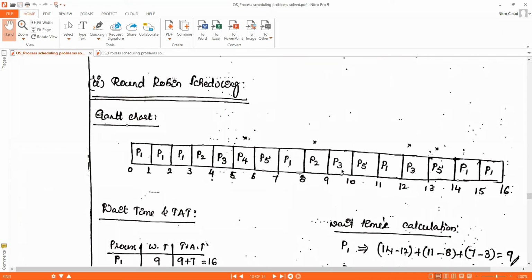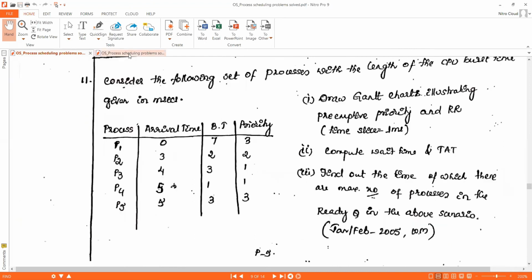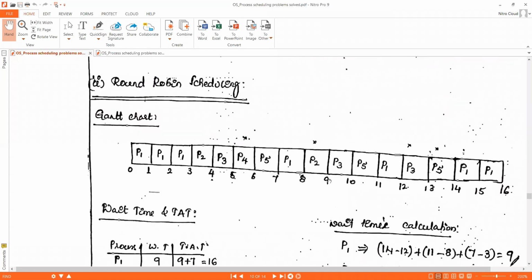Now in the ready queue we have another process, that is process 3. CPU will be allocated to process 3. Process 3 already executed 1 millisecond. The next millisecond will be executed by the CPU. What is the burst time of process 3? Process 3's burst time is 3 milliseconds. Now the second millisecond of process 3 will be executed.